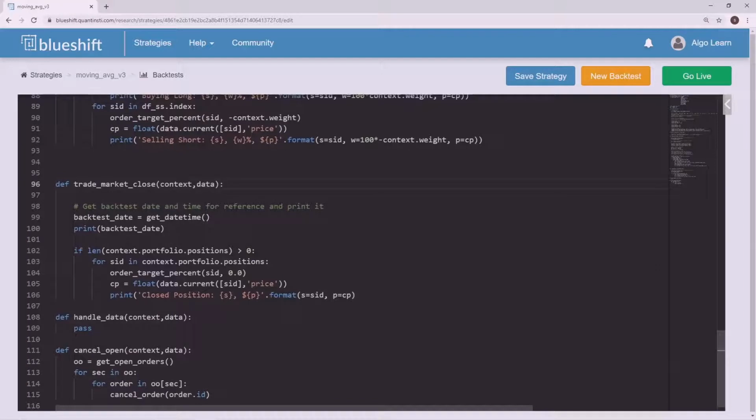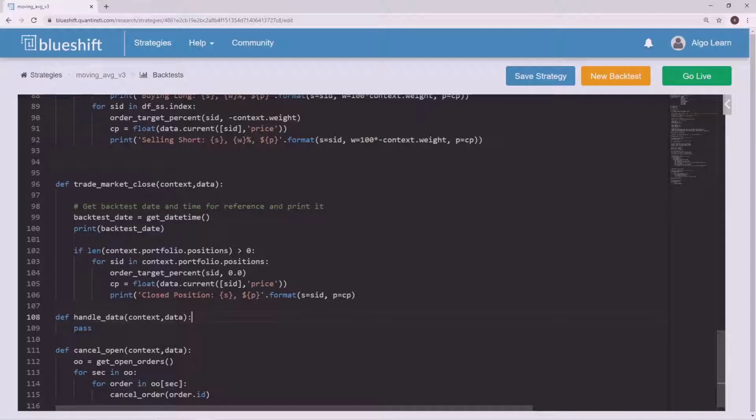All right, let's go ahead and we have our handle data, which we're just going to pass. Remember, handle data runs every minute. So if we wanted to up our game, instead of holding this position for the entire day, we can go minute by minute and see if the fast moving average crosses above the slow at any time. We can go ahead and rebalance our portfolio, doing all of that within handle data, and we might do that at a later session. But for now, we're just going to keep the trading logic as is.